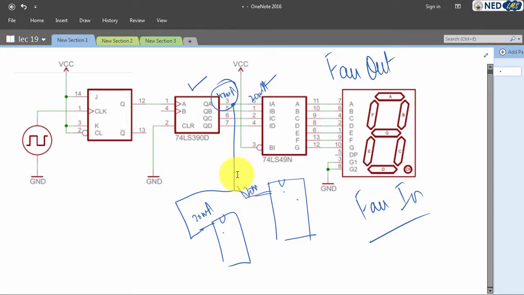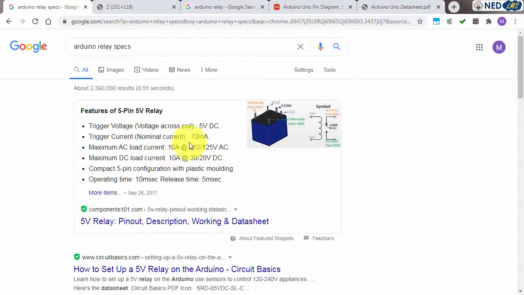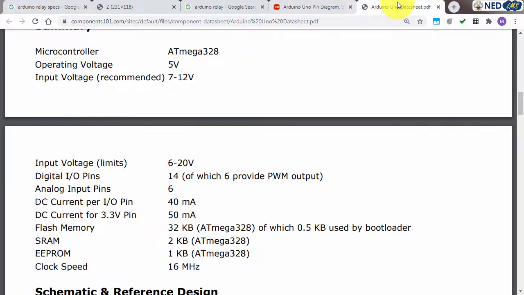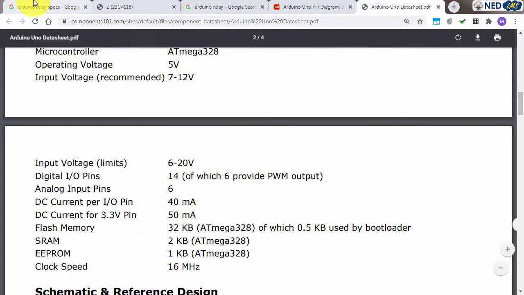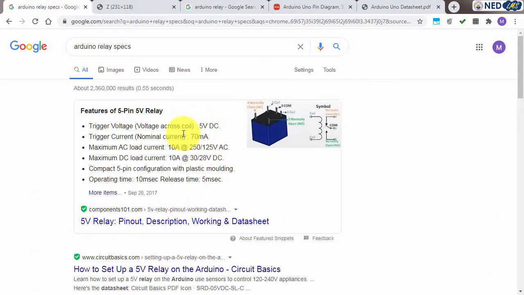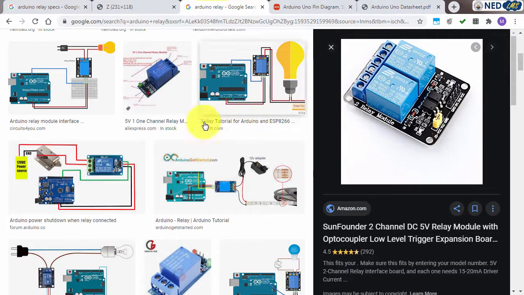So coming back to the original question: how can this Arduino board with a DC current per IO pin of 40 milliamps drive a relay coil which requires 70 milliamps to energize? Obviously it cannot do it directly, so if you are using this relay with an Arduino board, you need some kind of a current buffer, or in this case let's take a look at the ready-made relay boards which are built for Arduinos, which are easily available from the markets.